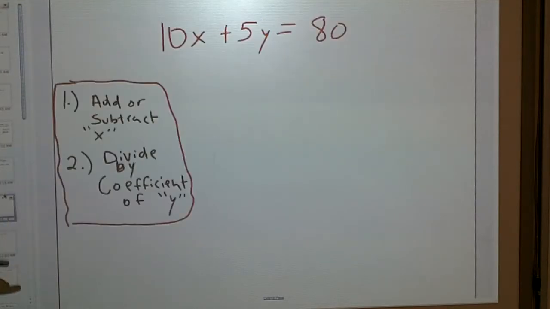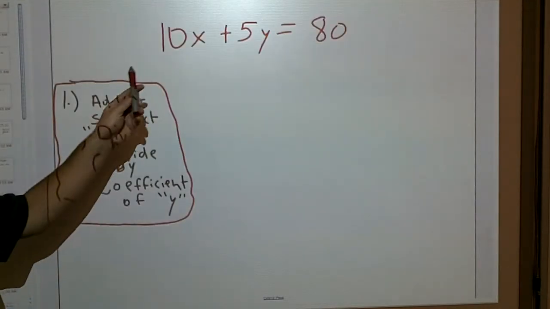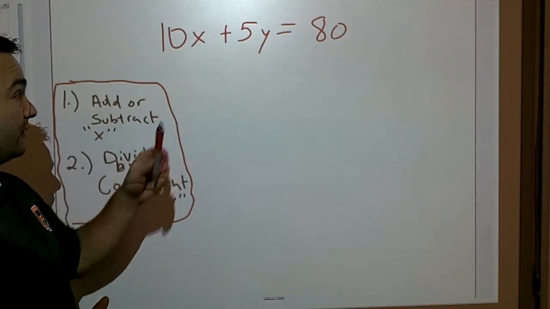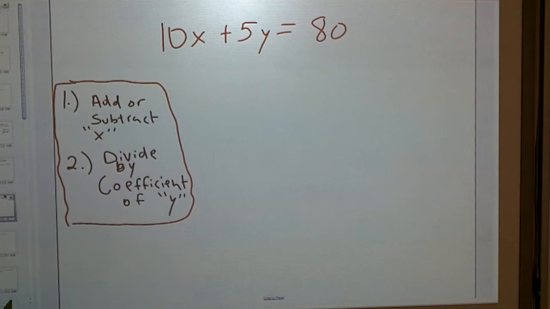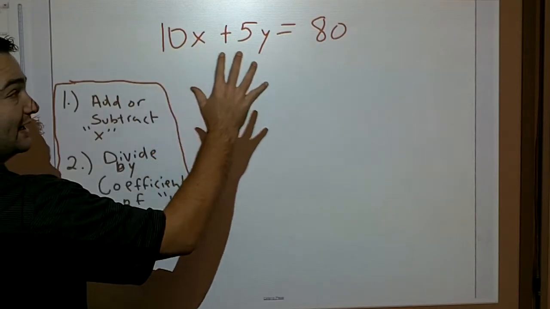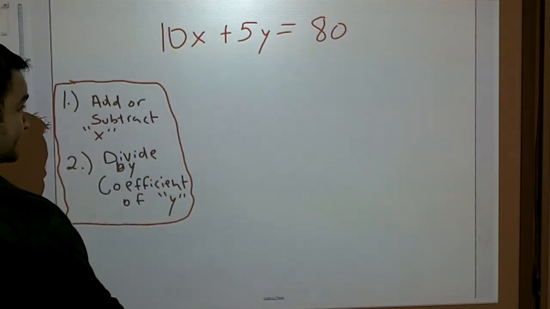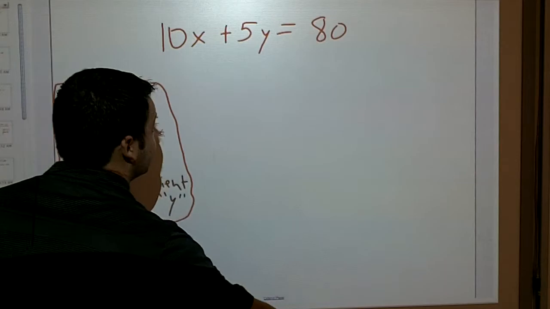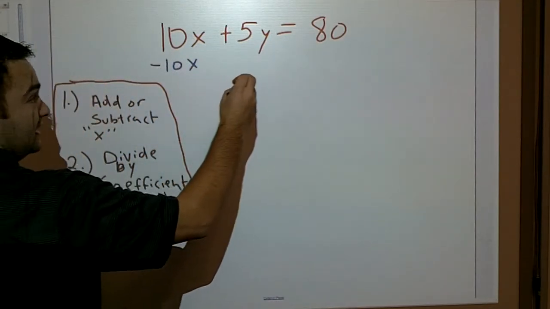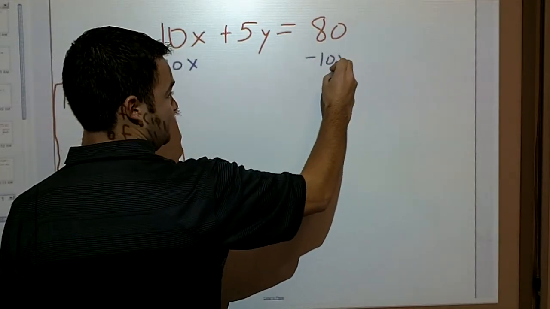Now, the process that we're going to go through when we are trying to isolate y, let's say that we're trying to solve this equation for y. The process is pretty simple. Number one, add or subtract your x's on both sides of the equation so that we can cancel them out. We need x and y separated: y on one side and x on the other. So in this case, with 10x plus 5y equals 80, since we've got a positive 10x, we're going to subtract 10x from both sides.